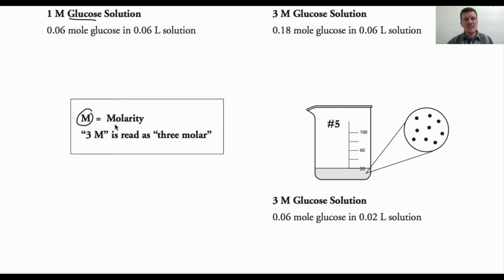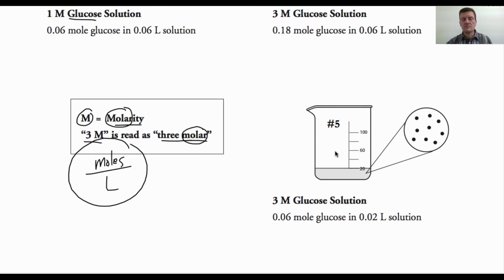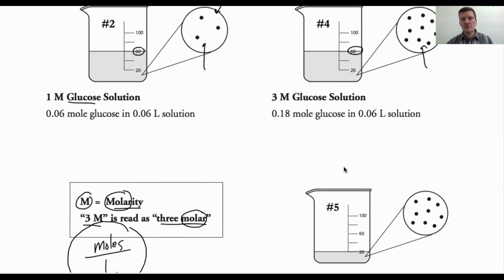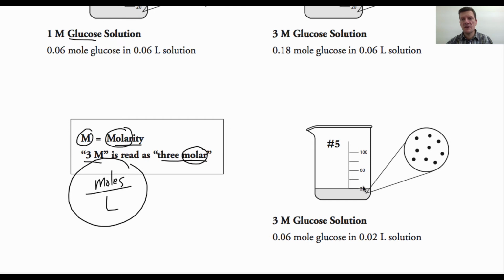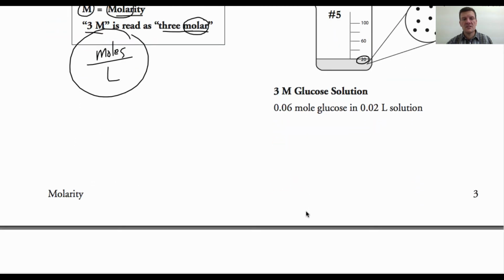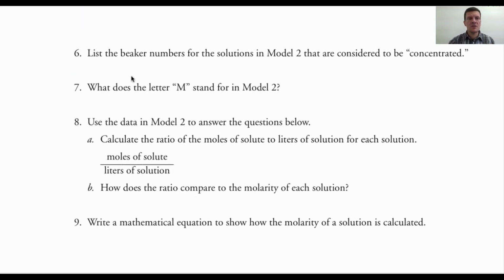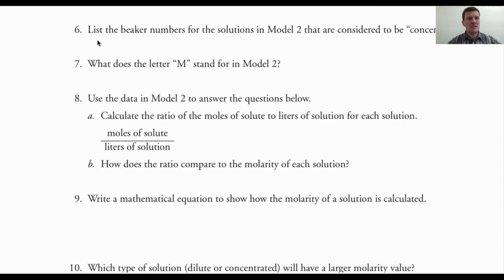Capital M, as I mentioned, is molarity, and we read this as 3 molar. The unit for molarity is moles of solute per liter of solution, and this moles per liter can also be read as a molar. We have another solution down here, the fifth one, and notice what's different here is the volume is a little bit different. So let's look at these and answer some questions as we continue through this activity.